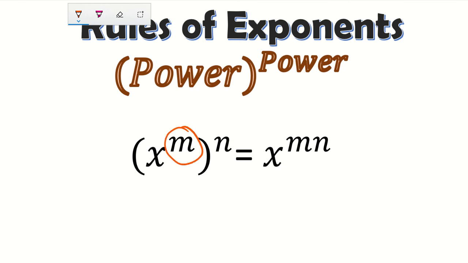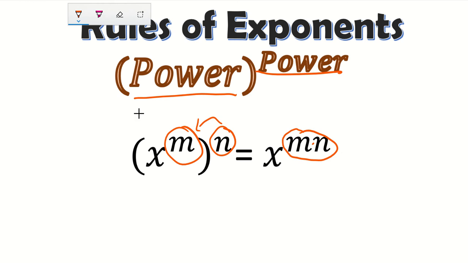A power to a power would mean that you have an exponent outside the parentheses, and the term that's inside already has an exponent. So that's why we have power to a power. The rule says, when you have power to a power, all you have to do with the little numbers on top, which are the exponents, is multiply them. You see how they're together right here? That means we have to multiply them. So whatever the numbers are, the rule says power to a power, you multiply.